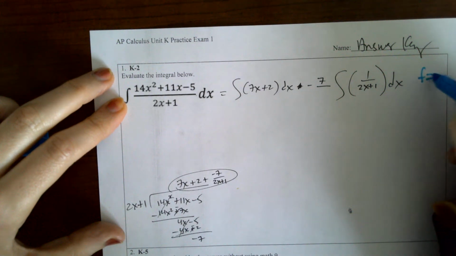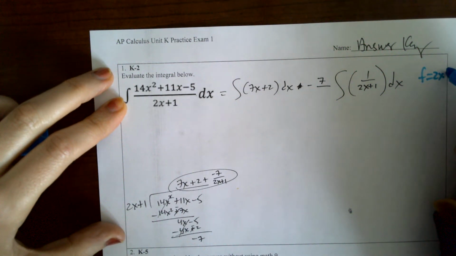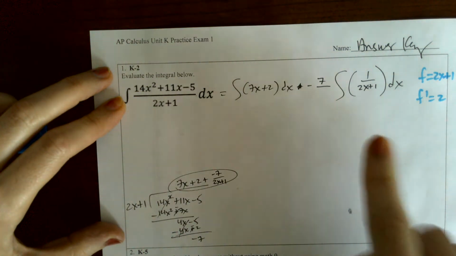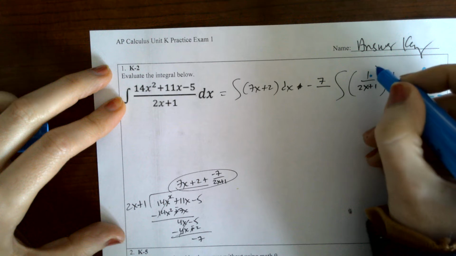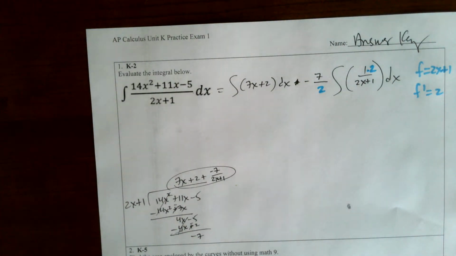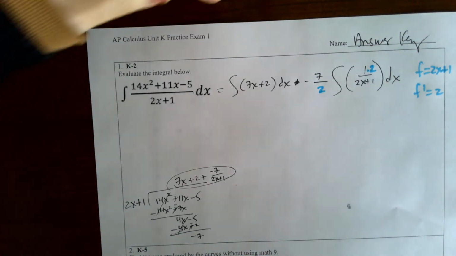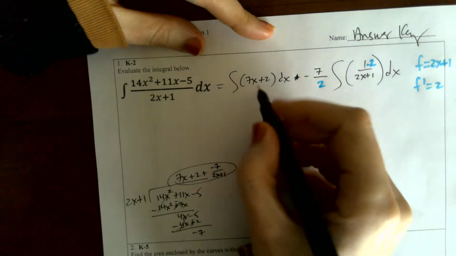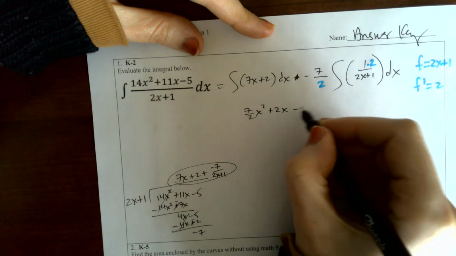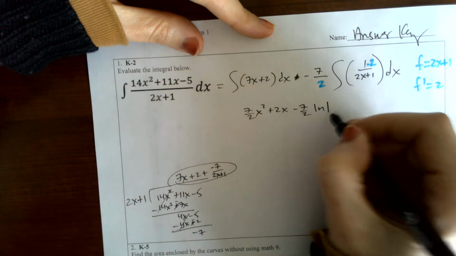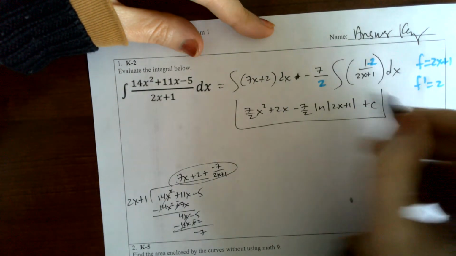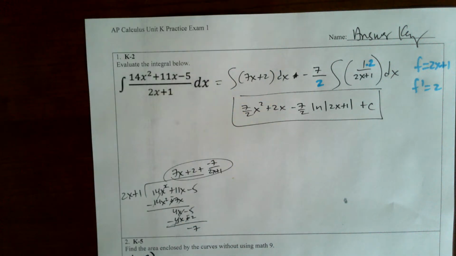So you let f be the denominator, 2x plus 1. Then f prime is 2. So I need the top to be 2. So I'm going to multiply the top by 2, and then I also have to divide by 2, which I will do outside. All right, now I'm ready for the antiderivatives. So this is 7 halves x squared plus 2x minus 7 halves natural log absolute value of that plus c. Okay, so there's number 1.